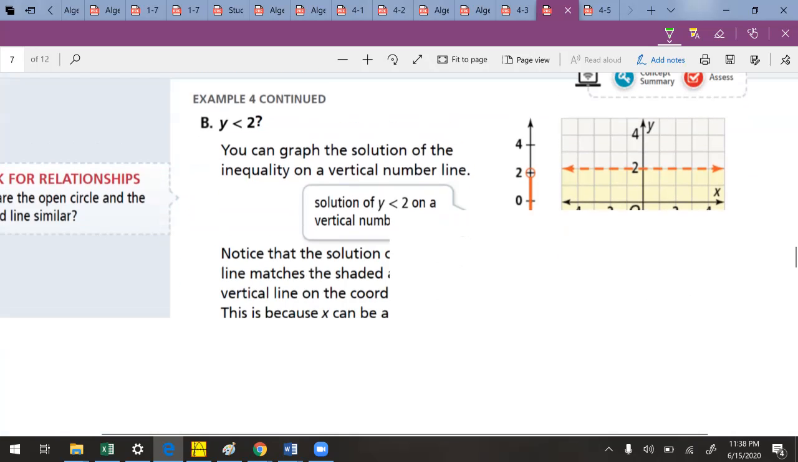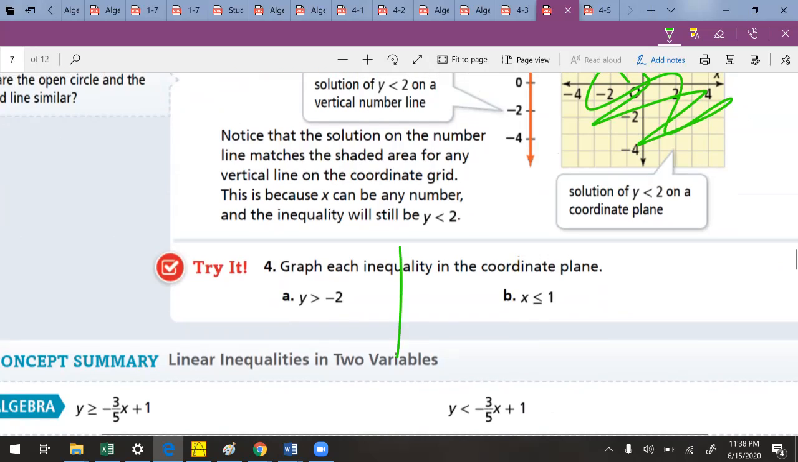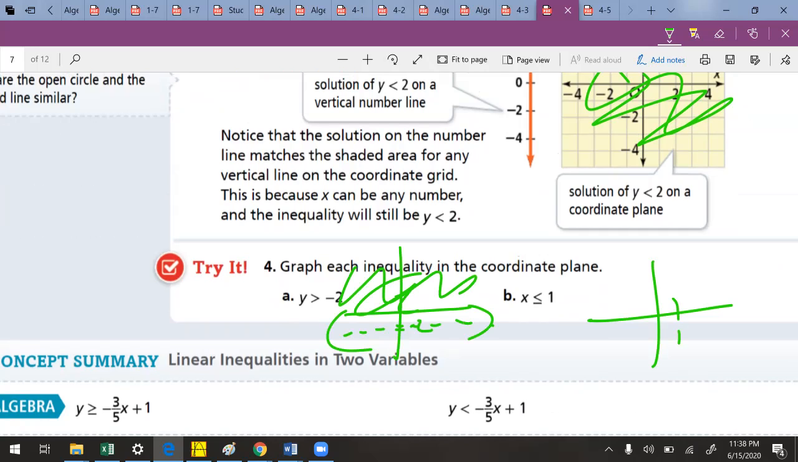And example 4 continued. When it's y, it's a horizontal line, shade below. Since it's just less than, it's a dotted line. Let's graph this real quick. Okay, here's -2. Dotted, shade above it. There you go. Then x is less than or equal to 1. Here's 1. Solid, shade to the left. All there is to it.